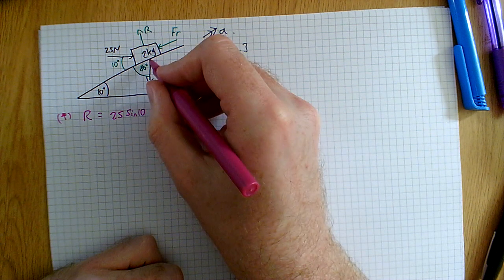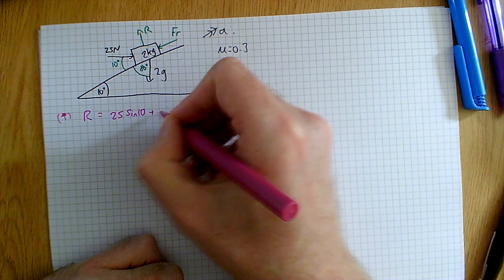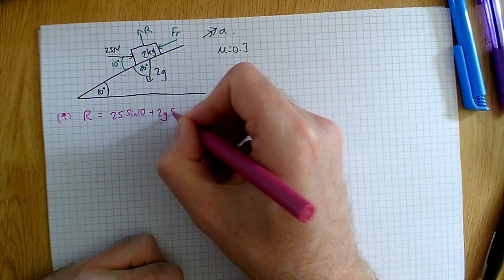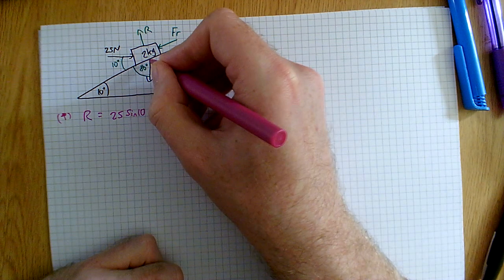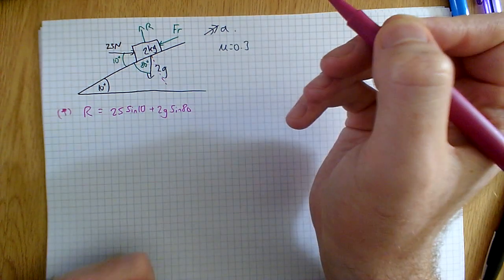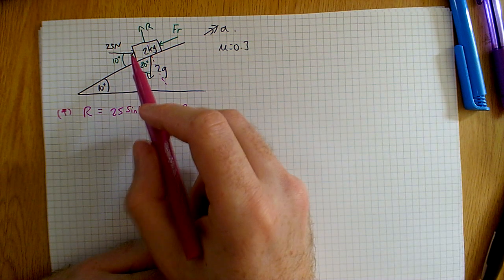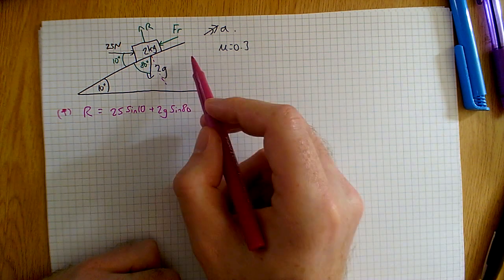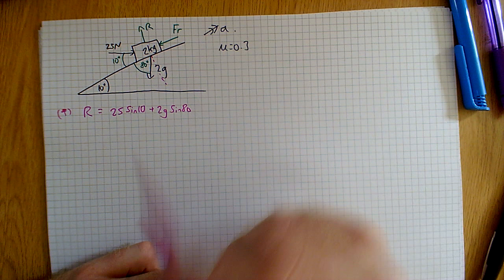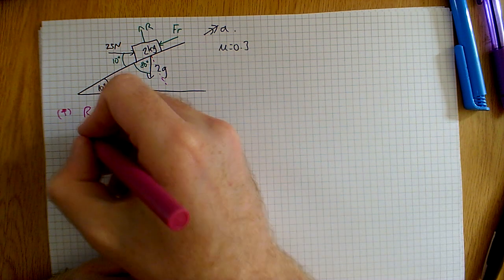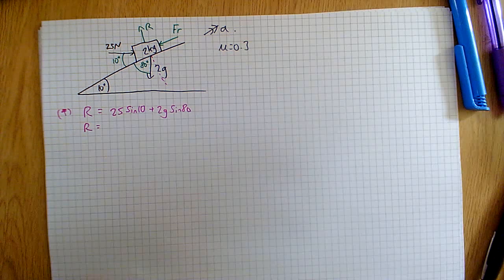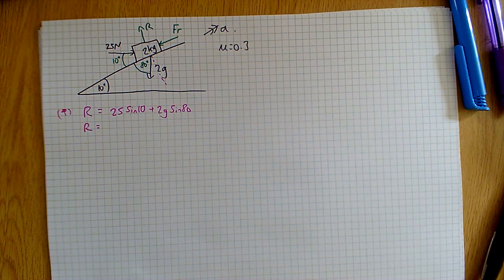Of course, you've also got the weight pulling it down, and that one's a bit clearer. It's 2g sine 80, right? Because we're trying to get to this perpendicular here. It's the horizontal one that people really struggle with, understanding. And it's just seeing that that is pushing it down into the slope. So actually, they're all just numbers that I can calculate. So let's get my calculator and see what that is.